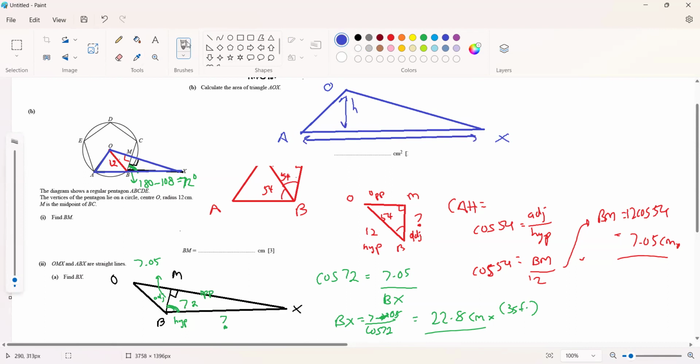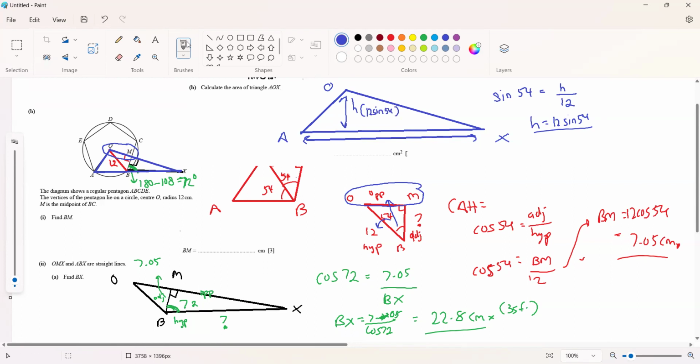Now, if you notice, this height is similar to the OM that we did earlier, this OM here. So we can use exactly the same concept to find the length of the height. So from here, to find the height, sine of 54 equals, sine is opposite over hypotenuse, so the height over the hypotenuse, which is 12. So the height is 12 sine 54. If you want to use exact values, you can just leave it as 12 sine 54 first. That one is done for the height.